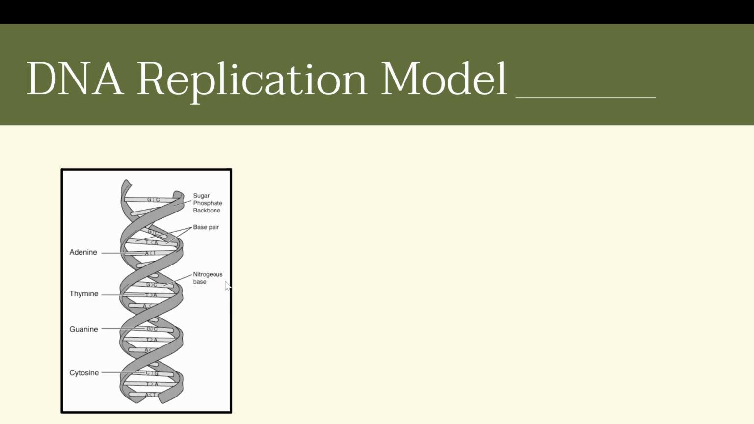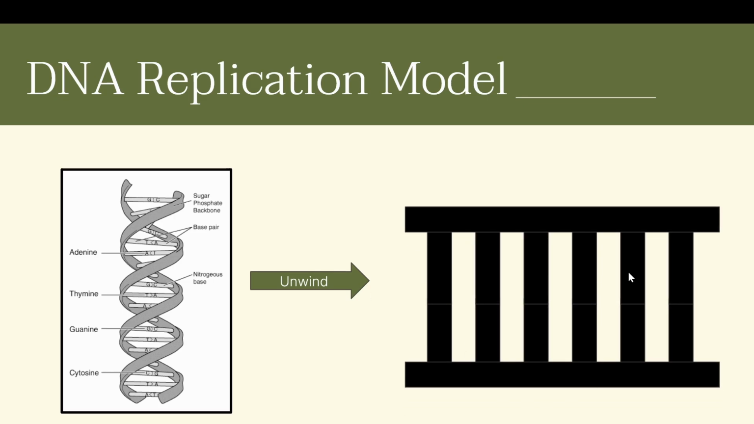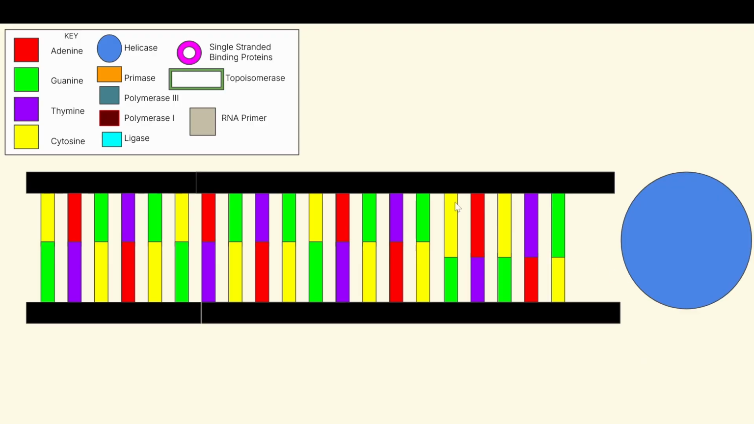Now let's talk about the DNA model. Here we have the Watson and Crick model, and if we were to unwind it, it would look almost like a railroad track. And so now let's go more in depth. Here we have the key with all of the different nitrogenous bases and enzymes in DNA replication. This is the DNA structure unwound, and this is a helicase. The role of the helicase is to unwind the DNA, and it basically unzips the double helix.